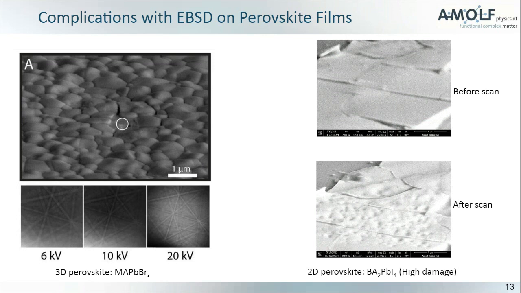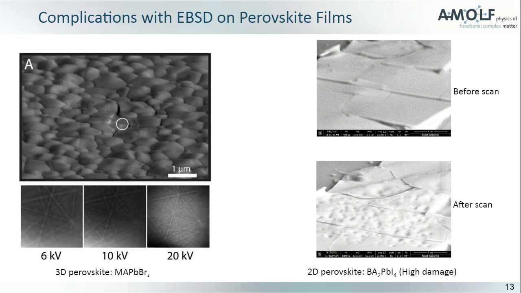The first thing I want to share with you is the beam damage on perovskite film. In my experience, I measured a lot of different kinds of perovskite, from 3D to 2D, and we tried a lot of tricks to limit the damage and get nice, clear Kikuchi patterns from the sample. On the left side, you can see a result from a 3D perovskite, methylammonium lead bromide, and this sample is very stable.